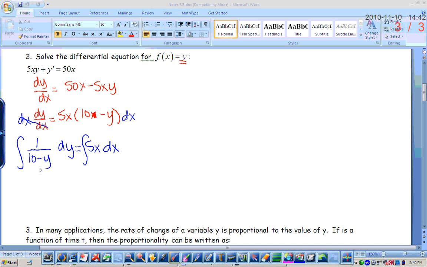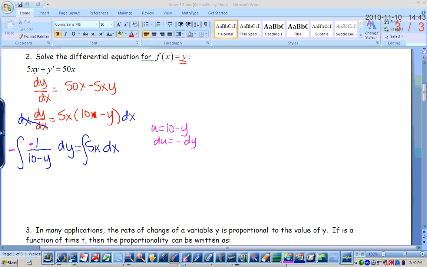Okay, we're going to use a natural log. The derivative of 10 minus y is negative 1 dy. If you wanted to use a u substitution, you could. U equals 10 minus y, so therefore du equals negative dy. So I need to have a negative and then a negative.